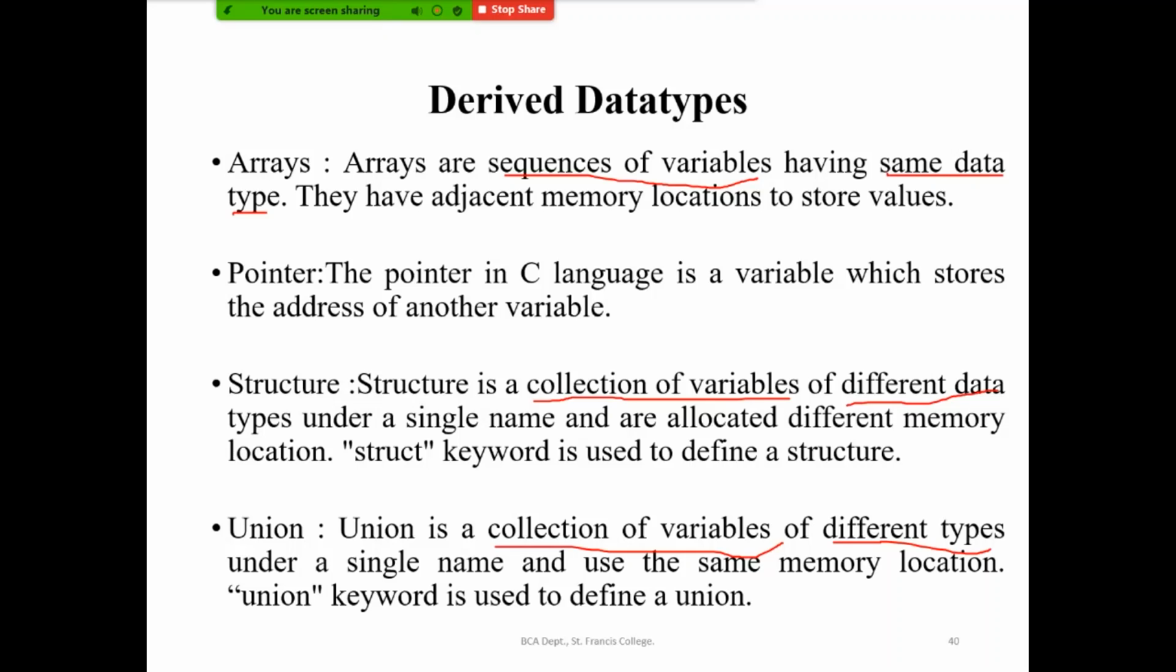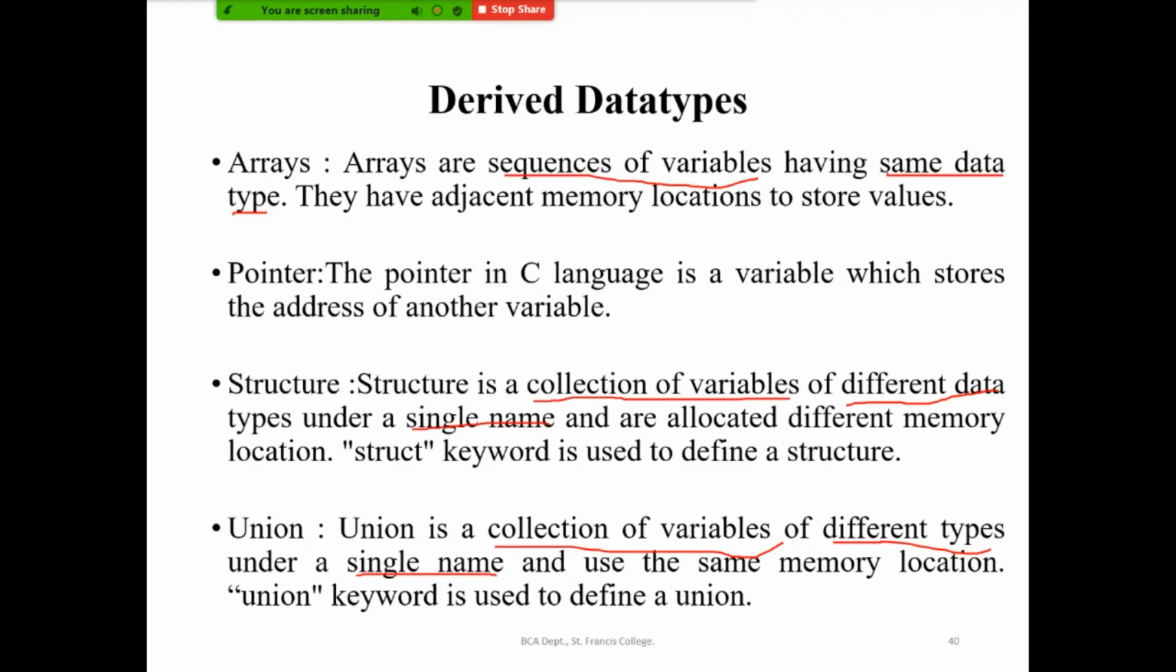In arrays we will be able to store a sequence of variables of the same data type. But in structure, if you want, we can have a collection of variables having the same data type, but if you want a collection of variables of different data types also, you can go for structure. It will have a single name. In case of arrays also, we refer to the collection of variables with a single name. In structure also, and union also, we refer to it with a single name.